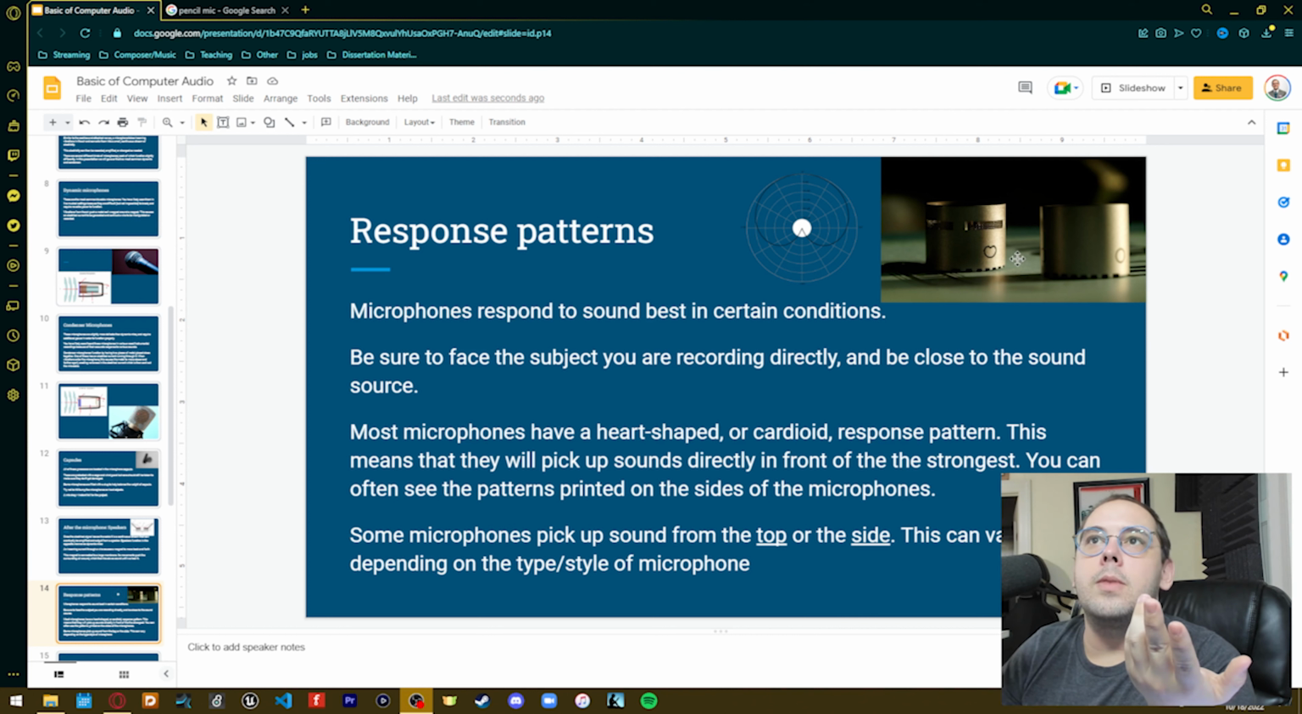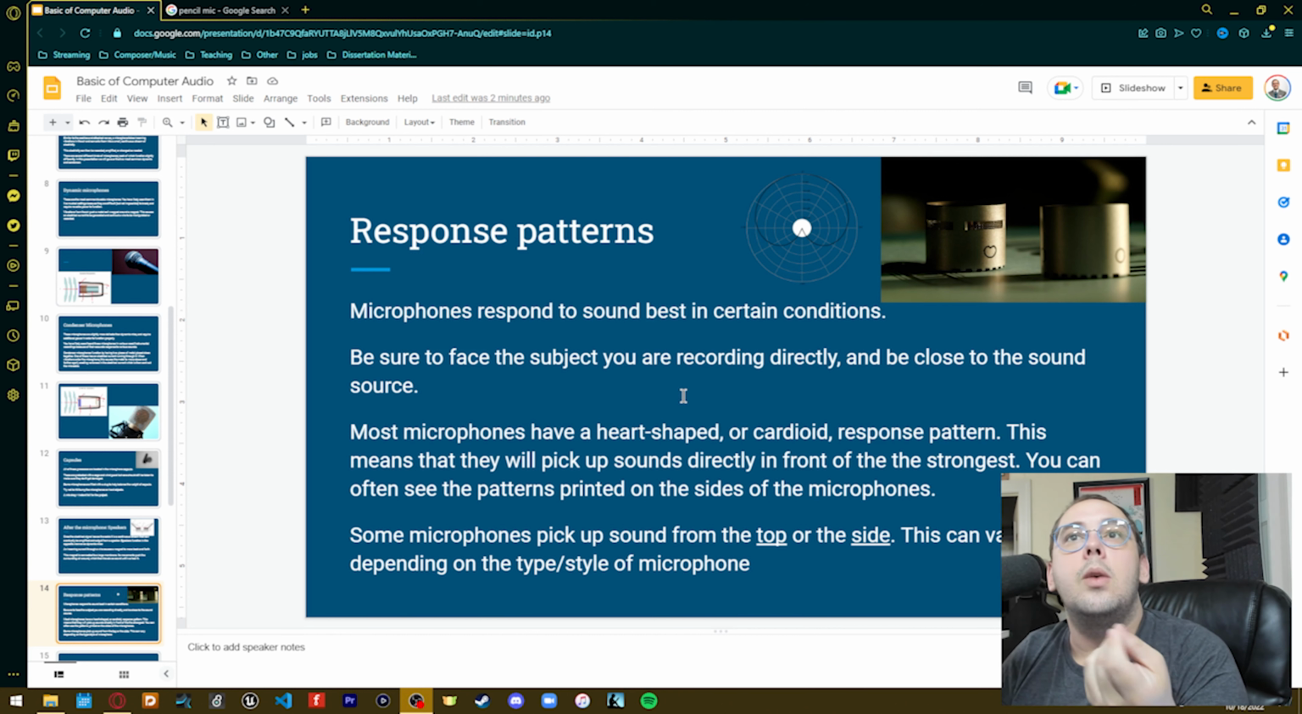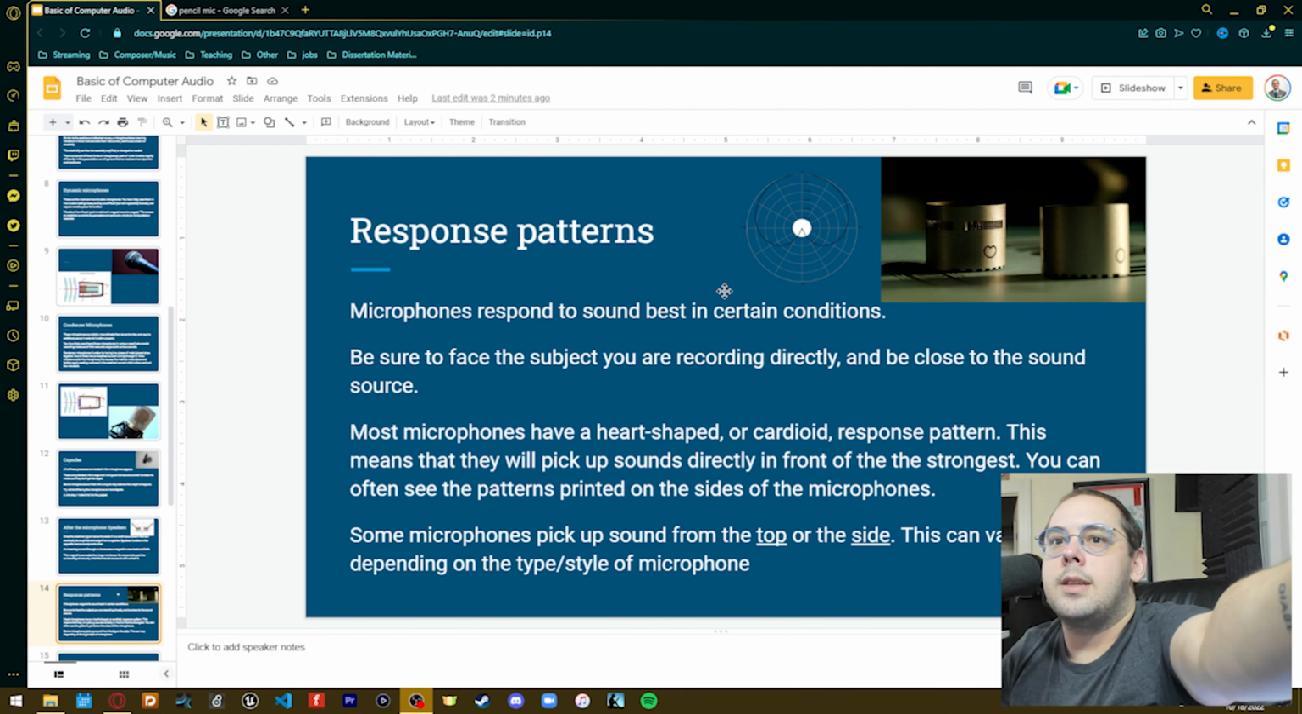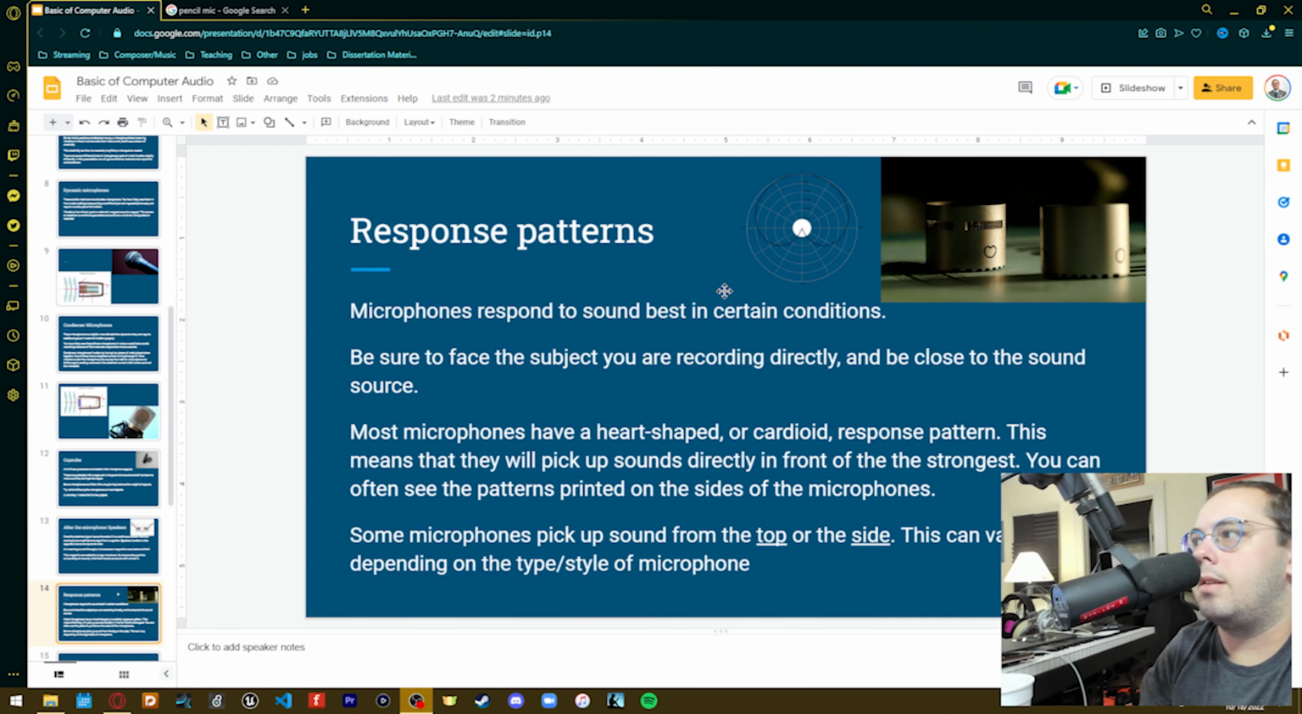basically I've got some, again, capsules here, and they usually have this little diagram on the side indicating what their response pattern is. What this means is this is the area around the capsule where the microphone is the most responsive, where it can pick up the sound the best. The most common is cardioid, and I like to utilize this microphone to show this for my videos.